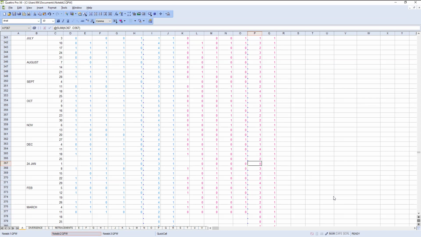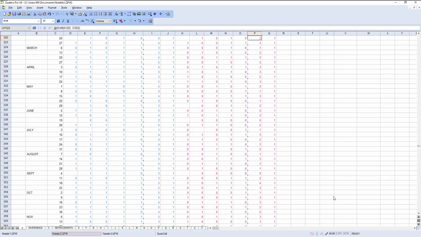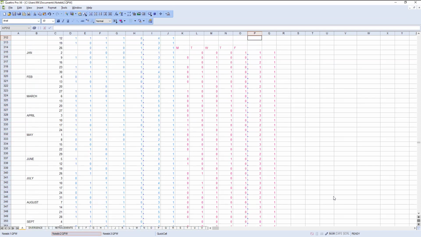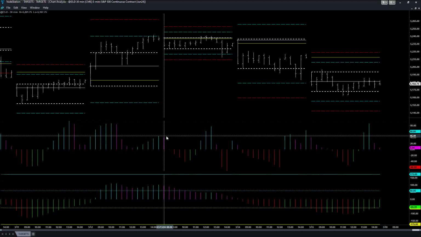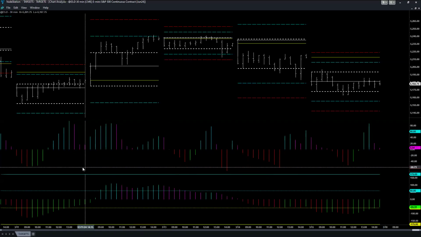But prior to this, we have 1, 2, 3 instances where this occurred in the last 14 months. Only 3 other cases in the last 14 months where the second standard deviation level failed to be reached at least once during the week.